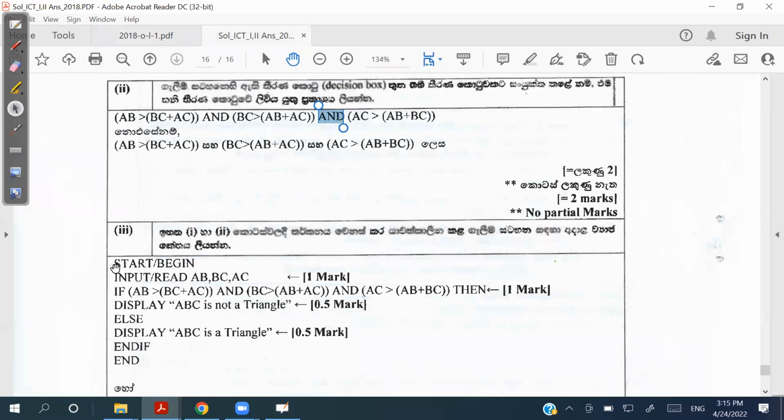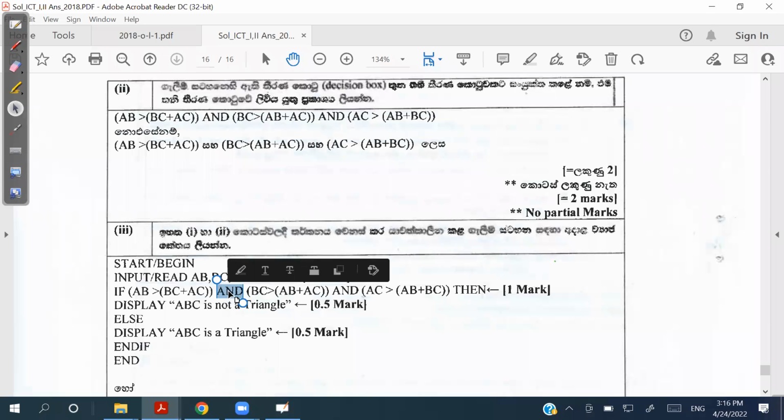You can have start or begin. Then you have to input or read AB, BC, and AC. And look at the condition. If AB larger than BC plus AC, one particular condition in brackets, then the AND keyword is used over here. Then BC is larger than AB plus AC, again one particular condition. So then the AND keyword, then AB plus AC larger than AB plus BC.